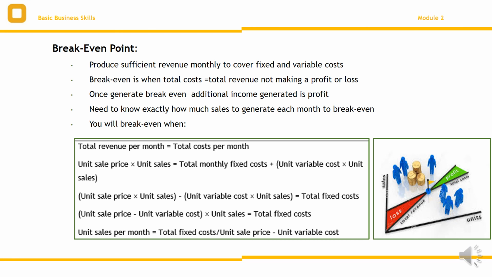You will break even when your total revenue per month is equal to your total costs per month. When your unit sales per month is equal to your total fixed cost divided by your unit sale price minus your variable costs. So in order to be able to know what is your break-even point, you would need to calculate what is your total revenue per month and also what are your total costs per month so that you know when you start to break even as a business. You will also need to know what are your unit sales per month, what are your fixed costs per month, what is the unit sale price of your products, what are the unit variable costs of your products, in order to know when you are going to break even as a business.